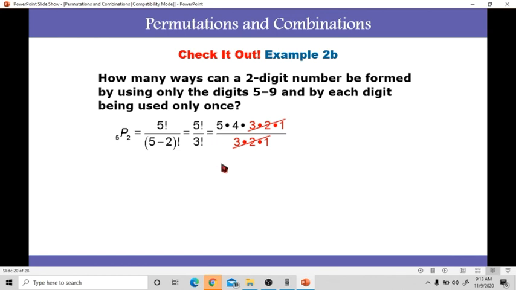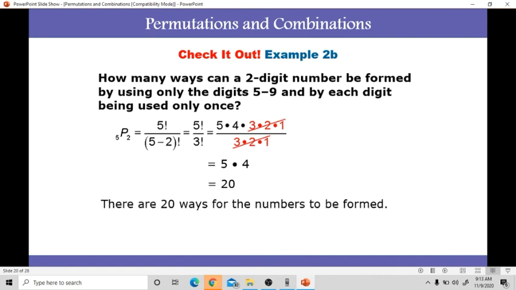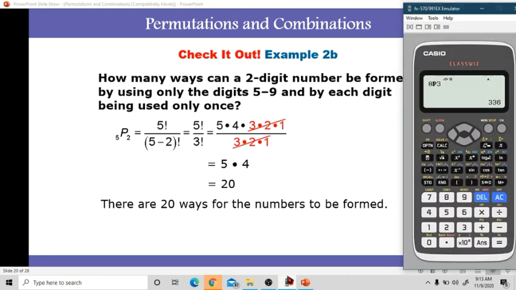So, it will be 5 times 4 times 3 times 2 times 1. Okay, cancel 3 times 2 times 1. 5 times 4 na lang yung matitira. 5 times 4 is equal to 20. There are 20 ways for the numbers to be formed. You can use calculator to find 5 taken 2 at a time. It is equal to 20.